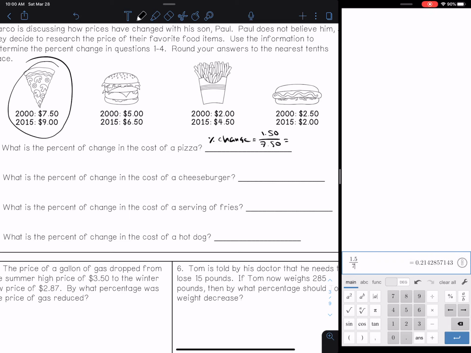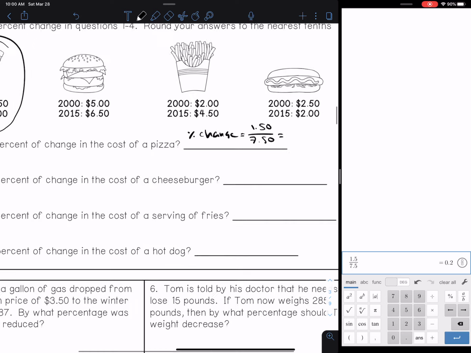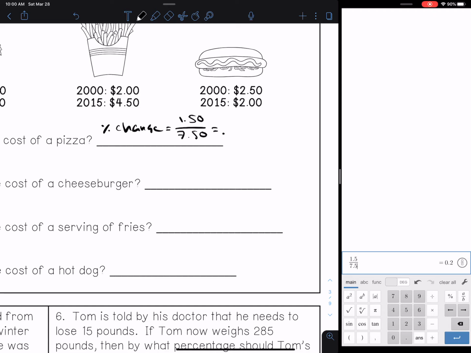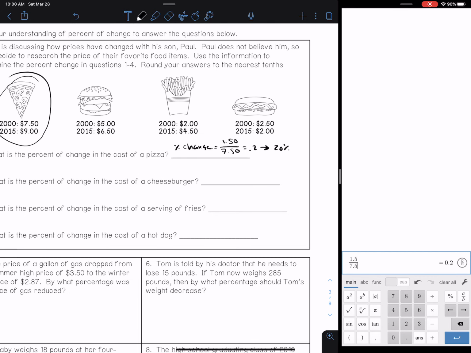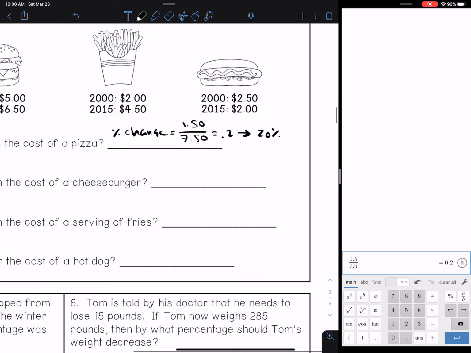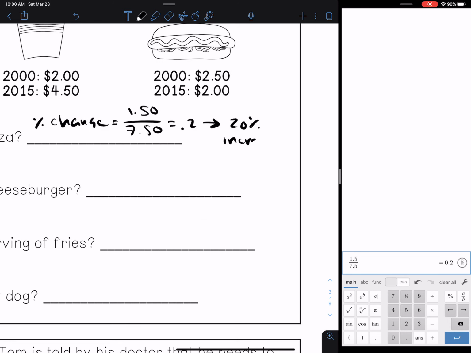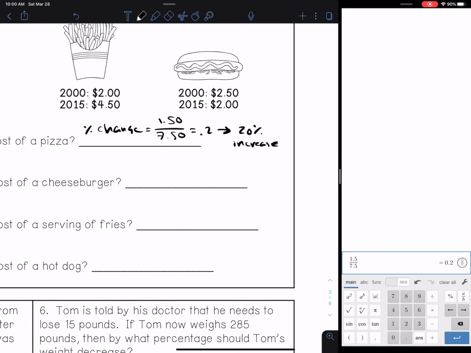If we do that, 1.5 divided by 7.5, we get 0.20, or just 0.2, but we can write that as 20%, right? Move the decimal to the right twice. So 20% increase. That's the first one. Again, like I said, just blowing right through this. If you don't know how to do this, or if it's a little bit foreign, then watch the previous videos, because that's where I did all the work explaining all this.